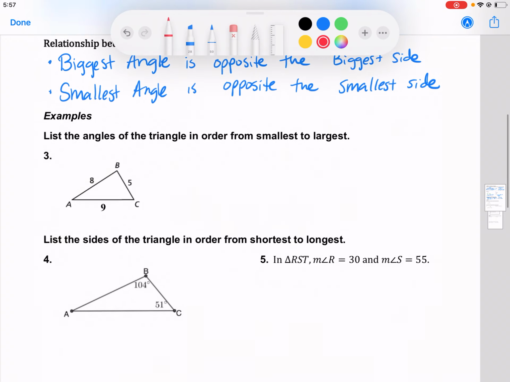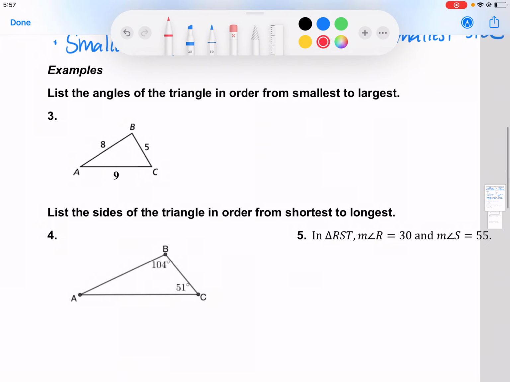So if I told you to list the angles of this triangle in order from smallest to largest, you'd first start with your smallest side, which is 5. And then you would look opposite that. So 5 is across from angle A. So that means angle A would be our smallest angle. So this is the smallest. And then we're going to large.